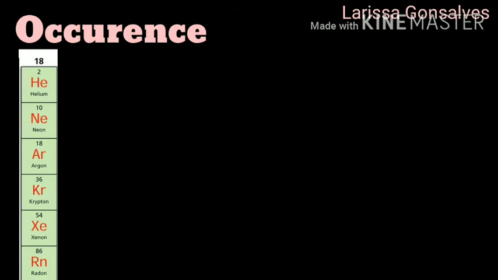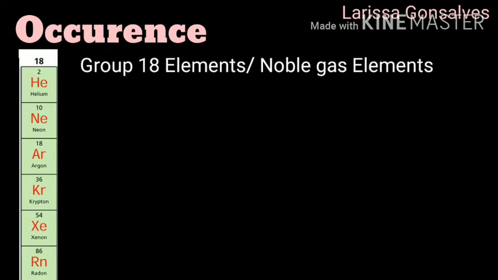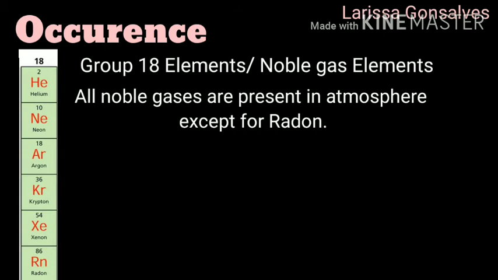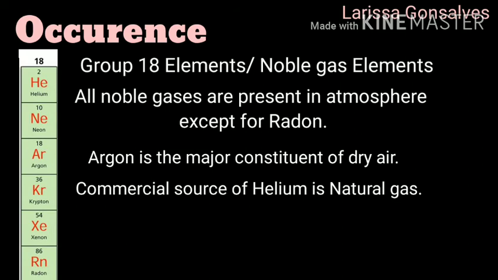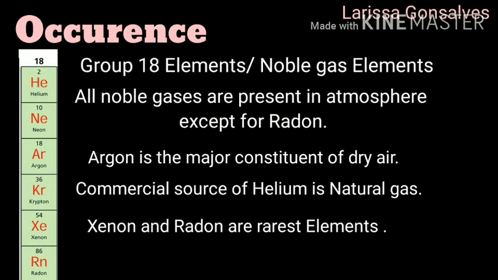The elements helium, neon, argon, krypton, xenon and radon form the group 18 elements. All the noble gases are present in the atmosphere except for radon. About 1% of these noble gases are present in the dry air. Argon is the main constituent of dry air. The main commercial source of helium is natural gas. Xenon and radon are the rarest elements belonging to this group. So this was the occurrence of elements of group 16, 17 and 18 respectively.